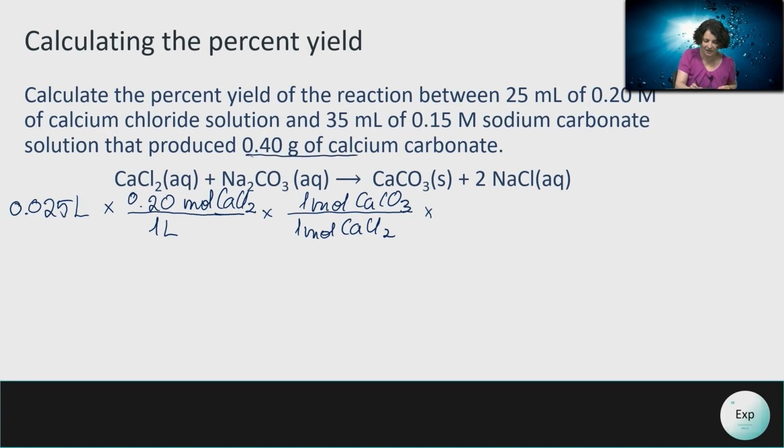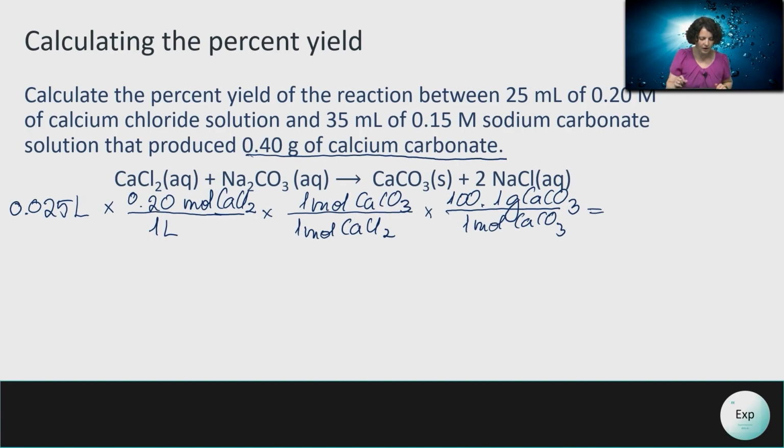And because our actual yield is provided in units of grams of calcium carbonate, we need to convert our calculated moles of calcium carbonate to grams. Every 1 mole of calcium carbonate weighs 100.1 grams, telling us that if we consumed all our calcium chloride solution, we would be producing 0.501 grams of calcium carbonate precipitate.